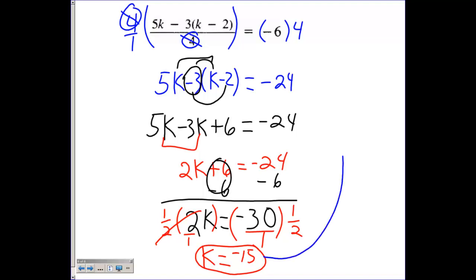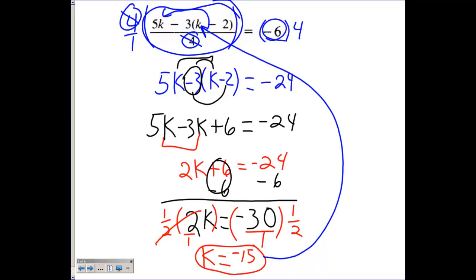You should take this number, put it back here and here into the original problem, and evaluate this side of the problem and see if it actually equals negative 6. If it doesn't, then either you made a mistake in your solving process or negative 15 is not the solution.